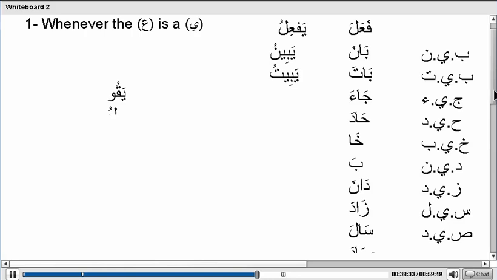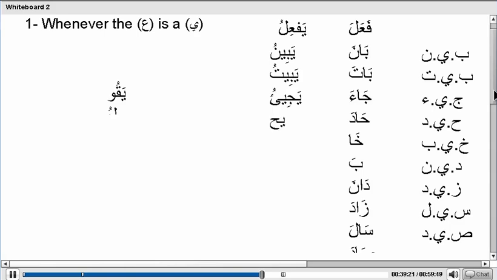Bana means it appeared or he appeared. Yabinu, it appears or he appears. واضح, clear, comprende, 100%, crystal clear. نعم. واضح؟ طيب يبيت. جاء يجيء. جاء يجيء.